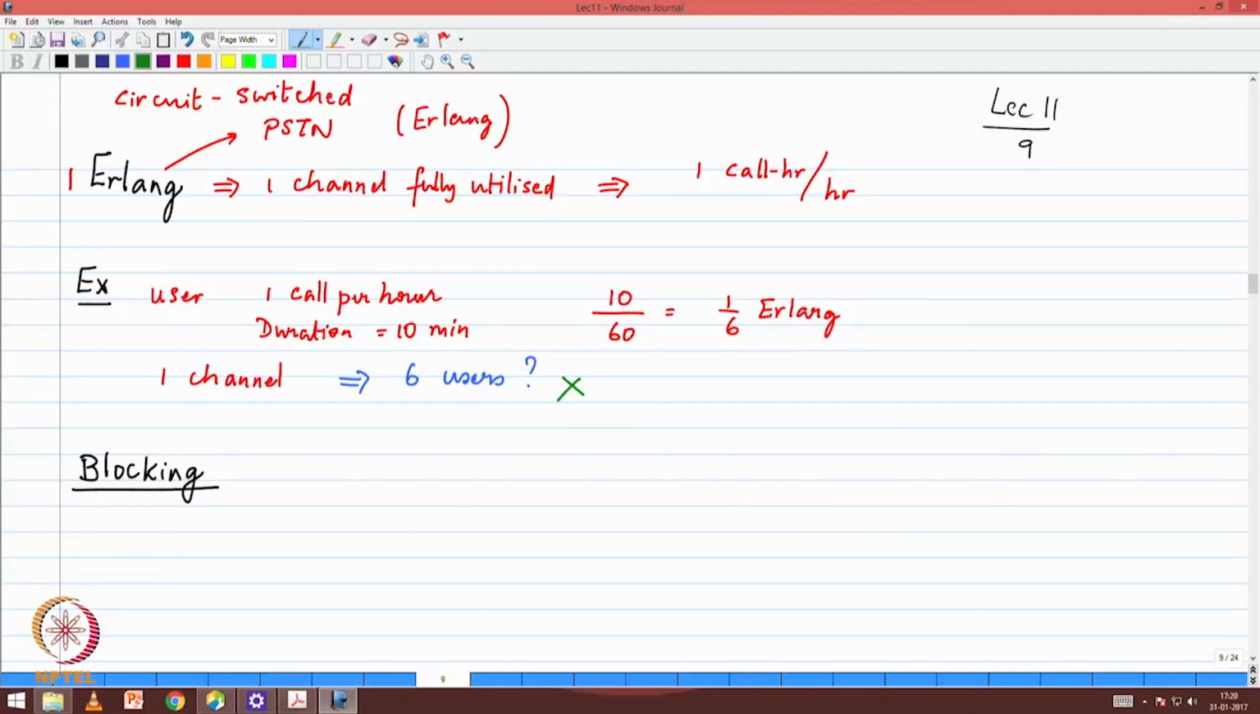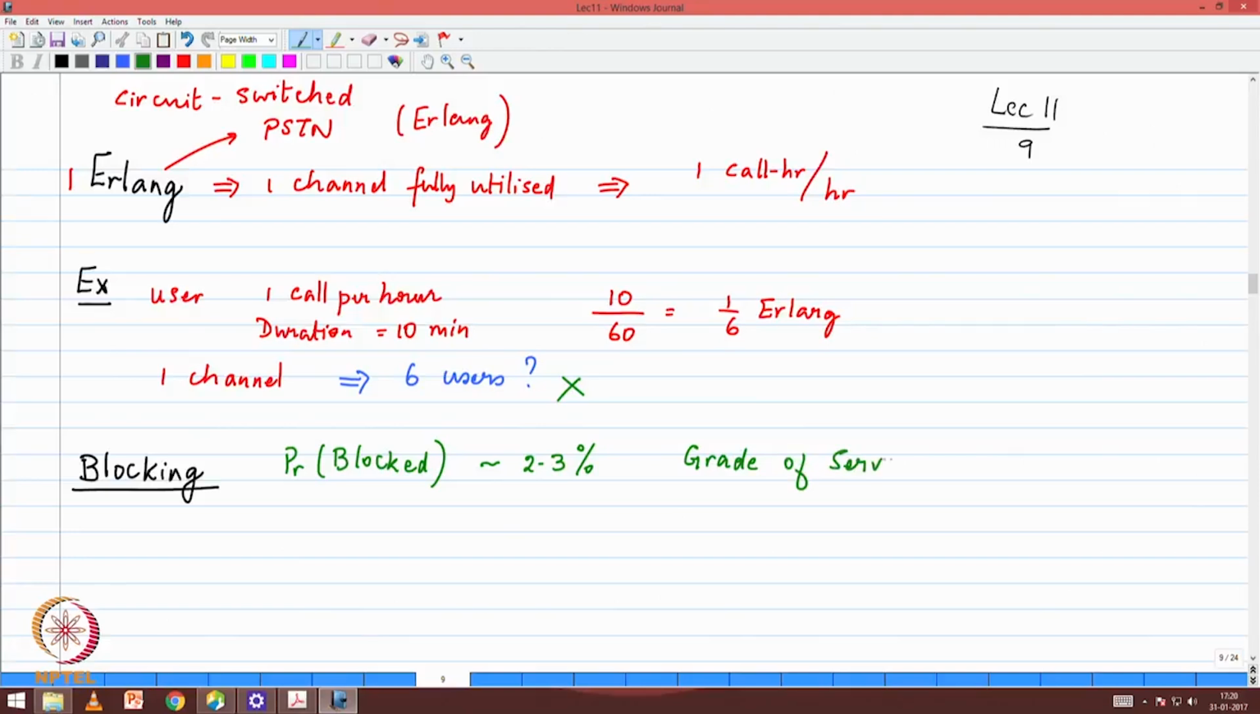So the probability of blocking is that when a particular user asks for a channel, the channel is not available. So the probability of a user getting blocked will become a percentage. What is the probability? Is it a 2% probability or a 3% probability? Typically, it's in the 2 to 3% range. This is what we refer to as grade of service.